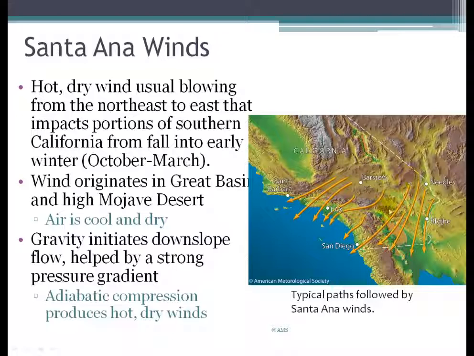So the winds are blowing in the directions that you see here, the different paths that the Santa Ana winds can take. And again, the gravity of the downslope flow can push those winds down towards the surface, and adiabatic compression can heat them even more. So we get very hot, dry winds that blow off the coast of California, and this is typically a time when forest fires can be a real threat.